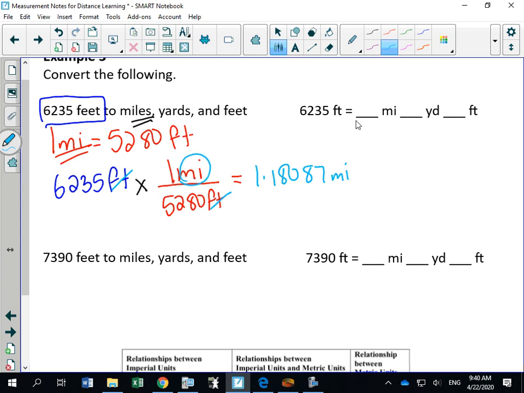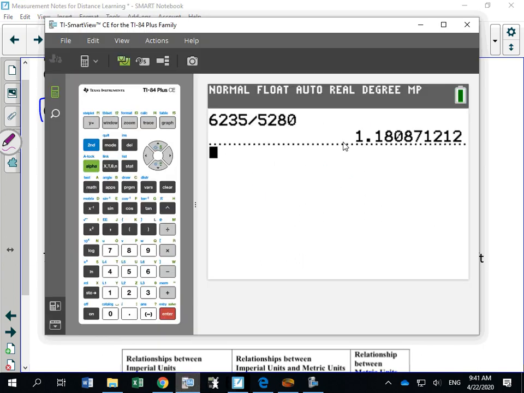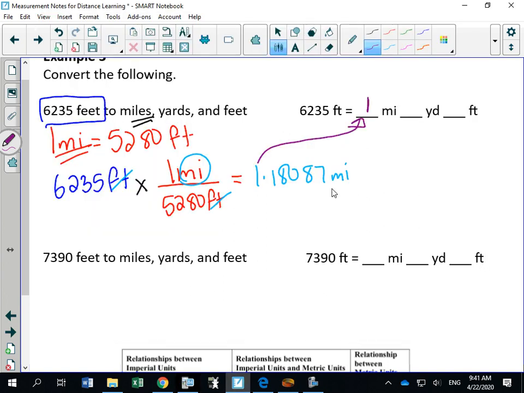Now look up here and ask yourself, can you fill this in? How many miles did we just get? And I'm hoping you will tell me 1, because that's the answer. We just got 1 mile. Let's get rid of that 1 by subtracting it, and then we're left with just that decimal. And that decimal is still in miles, right? And we're now going to convert from miles to yards.